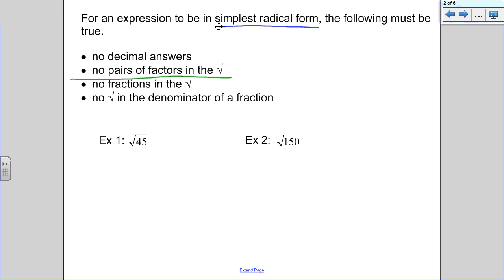The reason for that, ladies and gentlemen, is that if you have a pair of factors, you've made a perfect square. So the other way to think of this rule is that there are no perfect squares in the radical. Because if the perfect square was underneath the radical, you could simplify it. So I'm using this word perfect squares. What is a perfect square?